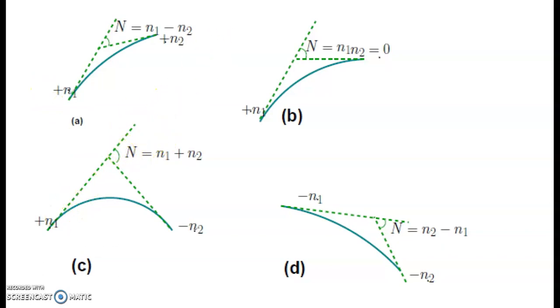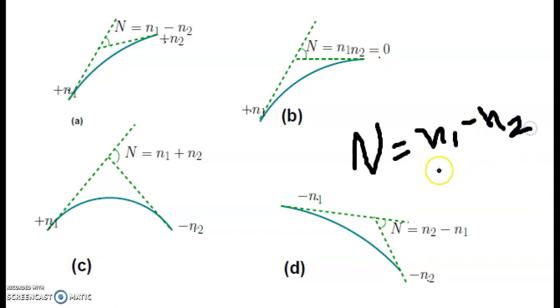Typical N is the deviation angle. The typical formula is N1 minus N2. Depending upon the condition, it will change.